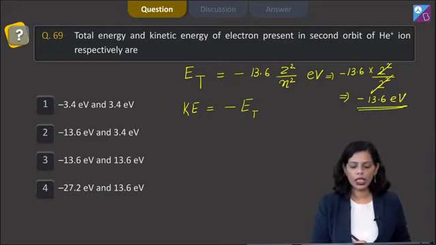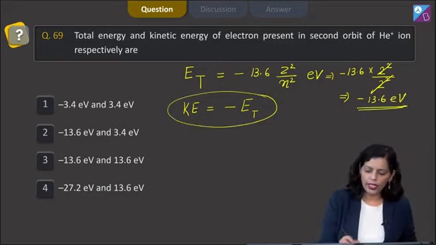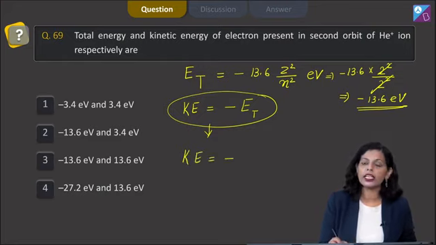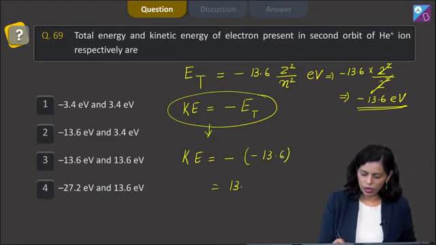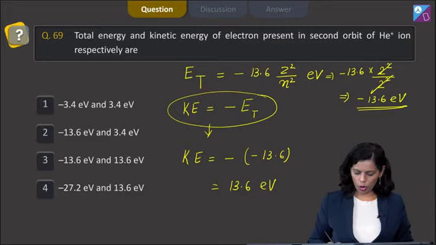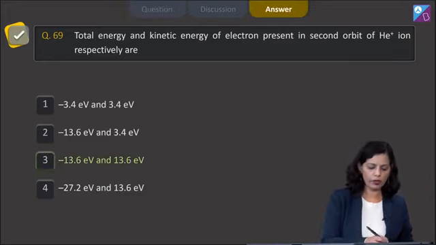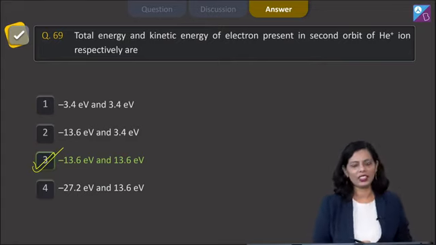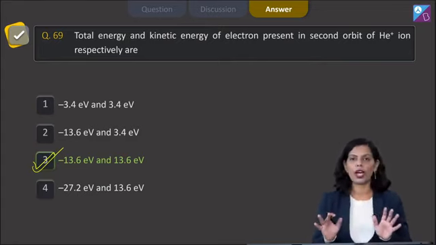Clear? Now if you want to find out the kinetic energy, KE would be minus E total. So E total is minus 13.6. It will be plus 13.6 eV. So this answer is given. I have to just check the correct option. Yes, this is correctly given here in option number 3. That would be the correct answer for this question, and I hope you have chosen this.